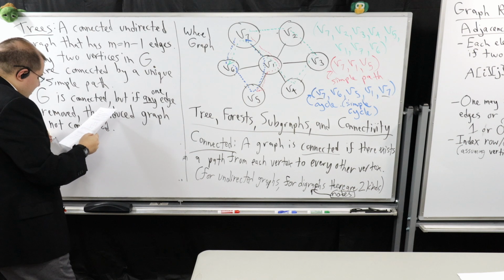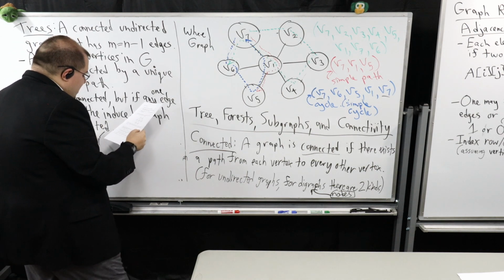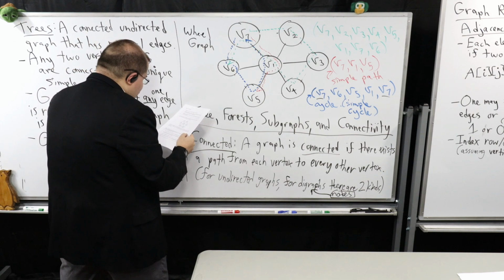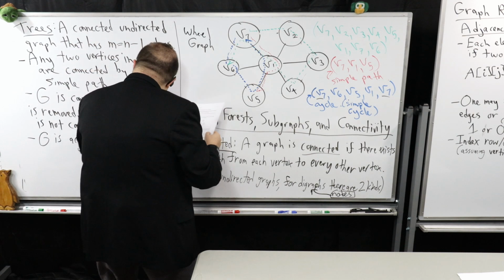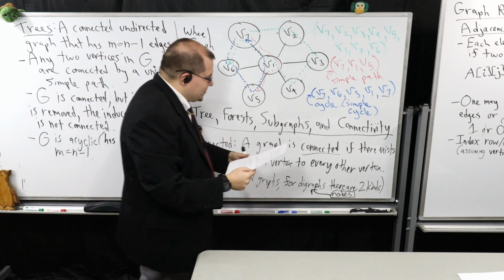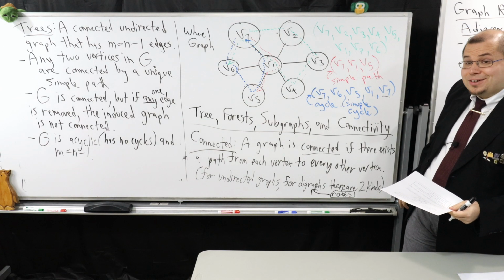Okay, another one is G is acyclic. So if you're not sure what acyclic means, it has no cycles. And the number of edges is equal to n minus 1. So that's another way you could define a tree, is that it has no cycles in it.